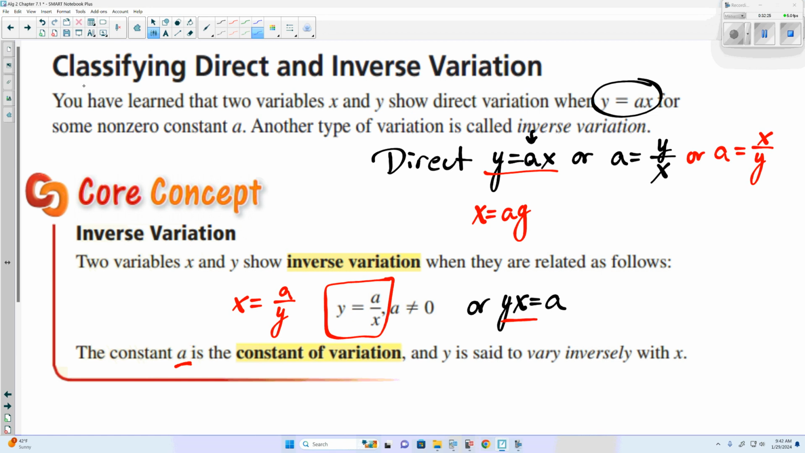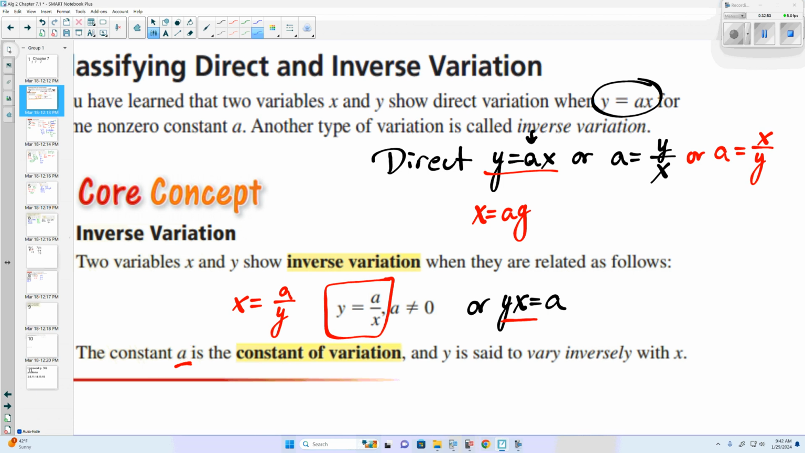But when they're on the same side, one is on top of the fraction, one's on bottom for direct. Inverse, when x and y are on opposite sides, one's in the numerator, one's in the denominator, or vice versa. And if you're having a hard time seeing it, try to get one of the variables on either side. Because really we're seeing if it's in one of these two forms.